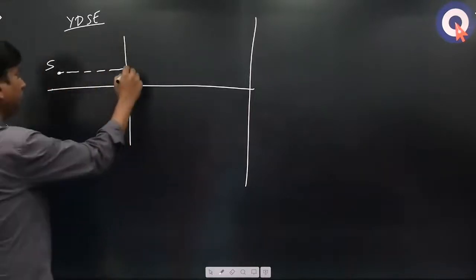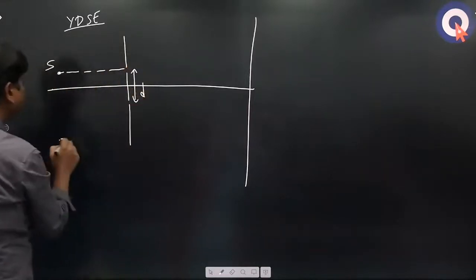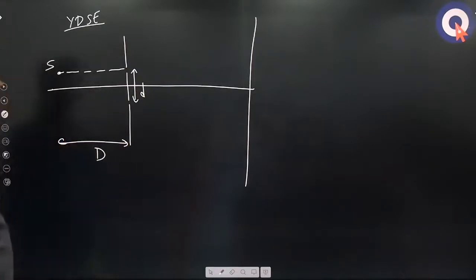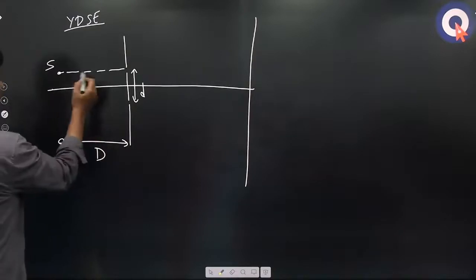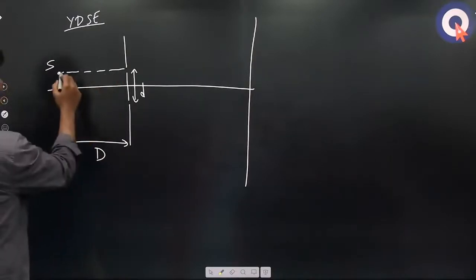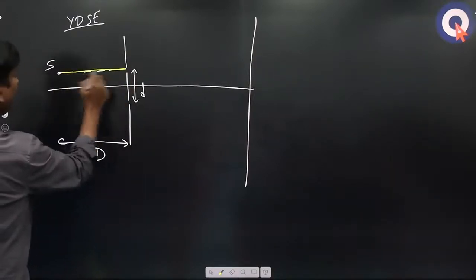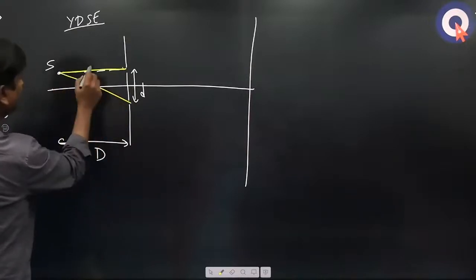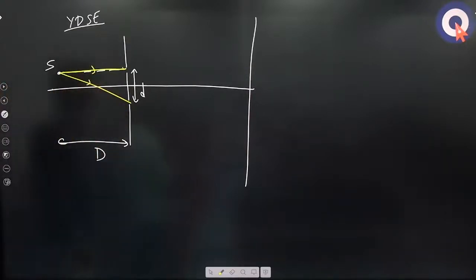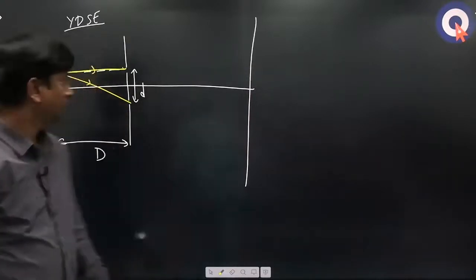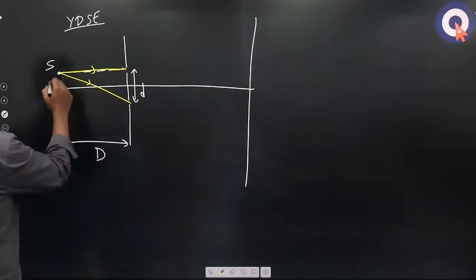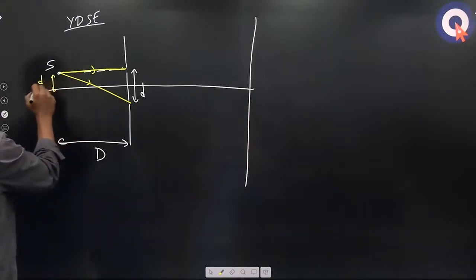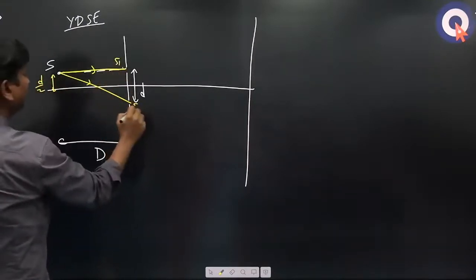So this is d and this is capital D. Immediately, how are we going to take the path difference between these two? One wave is coming like this, the other one is coming like this. How are we going to find the path difference first of all? So this is d by 2. This is S1 and this is S2.